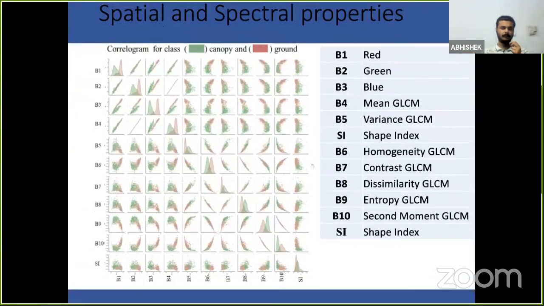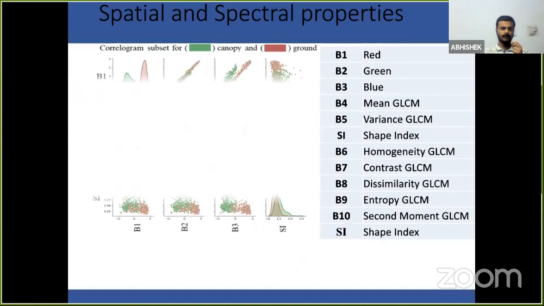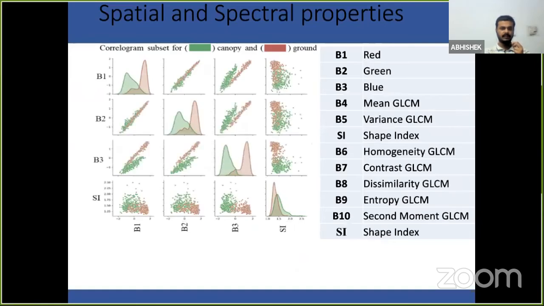Coming to the spectral properties, the following 11 properties were tested. Those are the original red, green, and blue bands, and then these are the GLCM texture bands. To zoom out and focus on a few, due to time limitation, I am showing only four parameters. In this, I have used the canopy pixels and the ground pixels and compared them to show the behavior of the intensity in various bands. Also, since it was an object, the shape index was also calculated and it is also displayed.